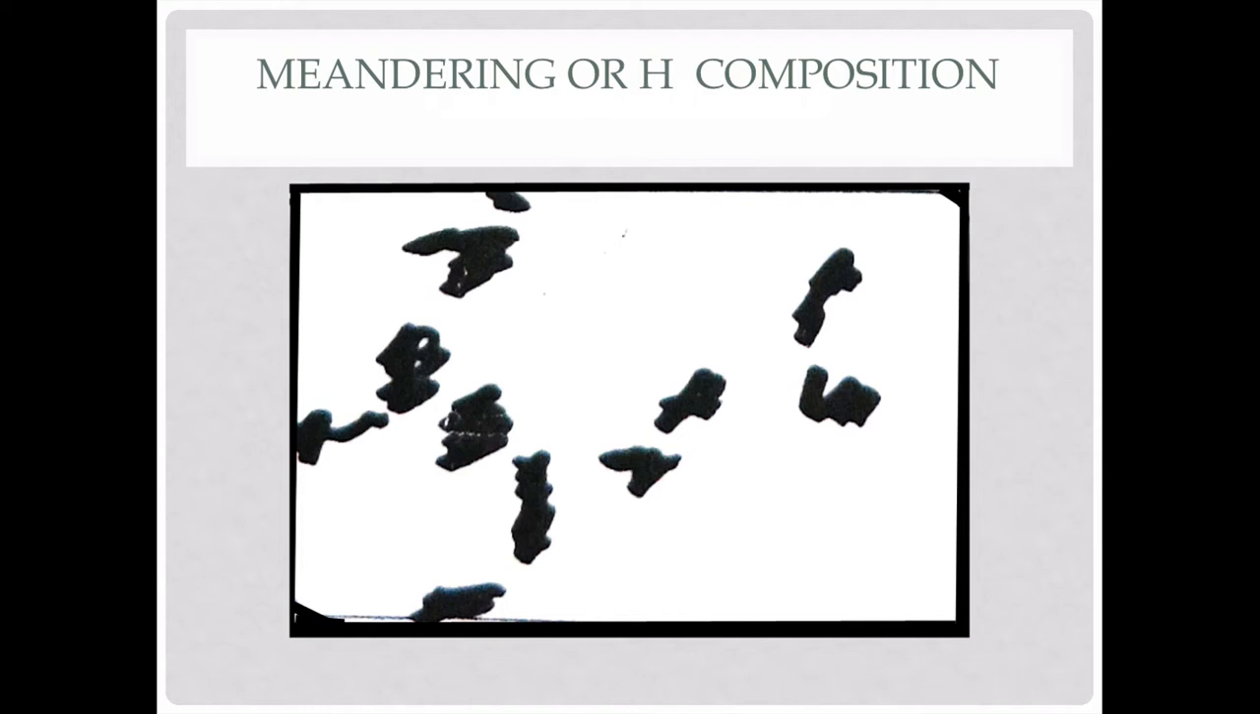Now, here's the third composition, and one of my favorites. It's called Meandering, or the H composition. So it's really just elements broken up, and they join together to create that shape.